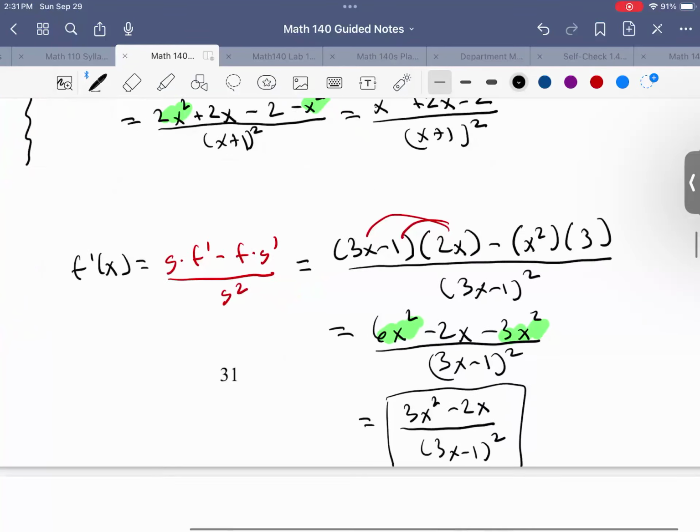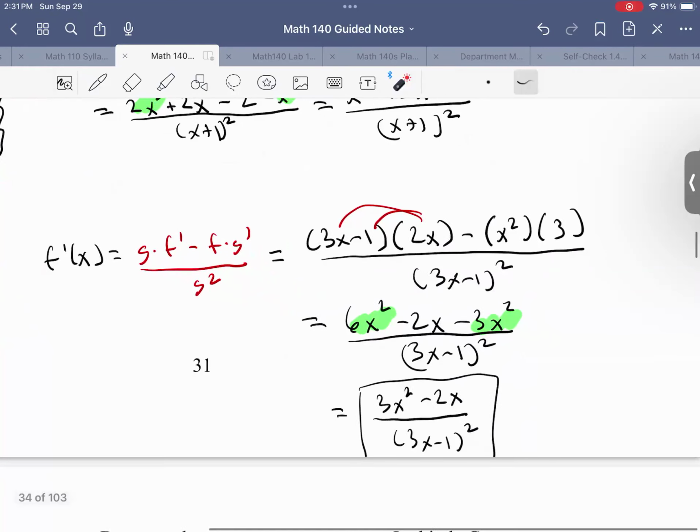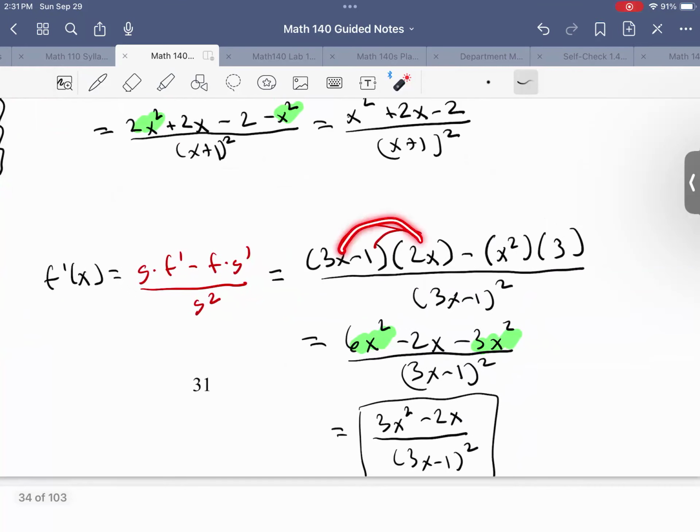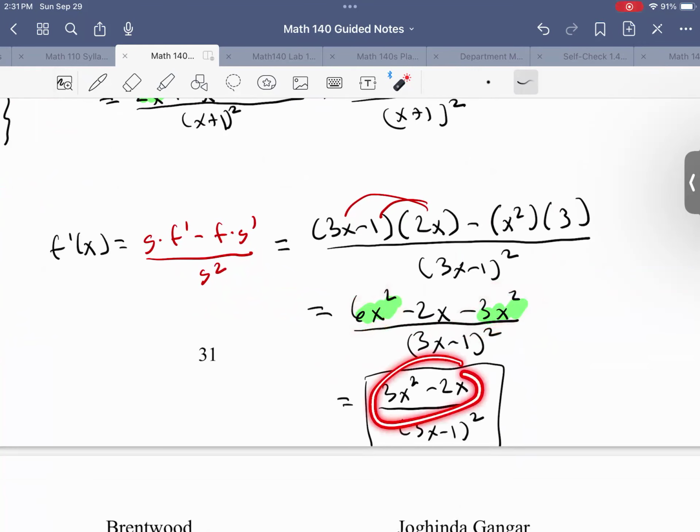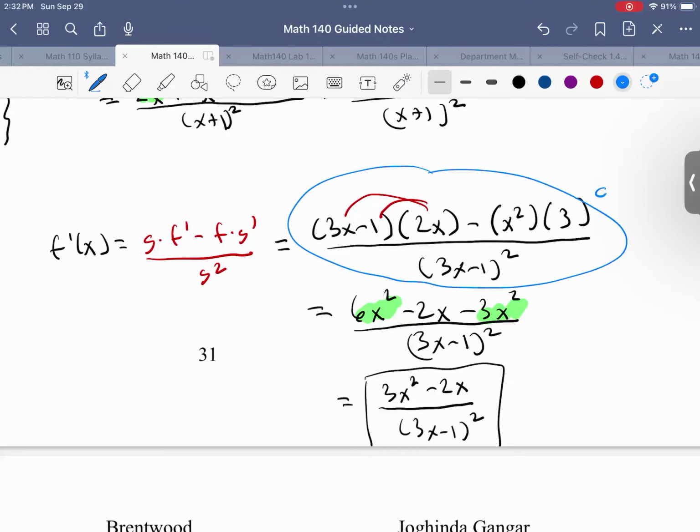Okay, welcome back. So hopefully you simplified this correctly. Once again, all you have to do is distribute this 2x into here and combine this x squared and 3. So you get 6x squared minus 2x, and then minus 3x squared. You combine these like terms. 6 minus 3 is 3. So you get 3x squared minus 2x all over 3x minus 1 squared. All right, but once again, leaving it like this is okay. That's okay with me.